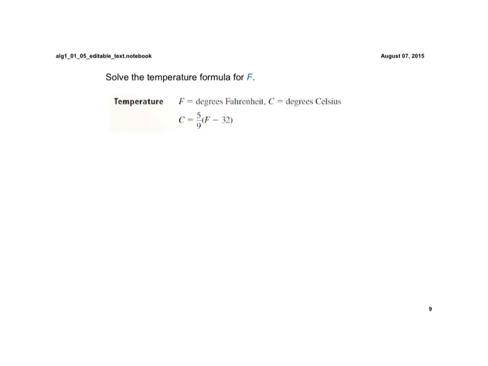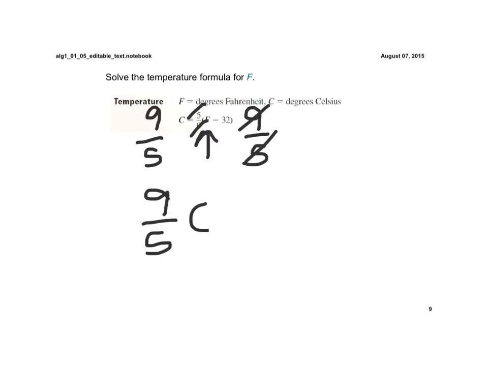So first it says just solve the temperature formula for F. So we want to solve this for F. So the first thing we have to do is get rid of the fraction on the outside. So we don't have to distribute. All we have to do is multiply both sides by the reciprocal. So I'm going to multiply both sides by 9/5. And if I do that, this 5 divides with this 5, this 9 divides with this, and we get 9/5 times C now is equal to F minus 32.